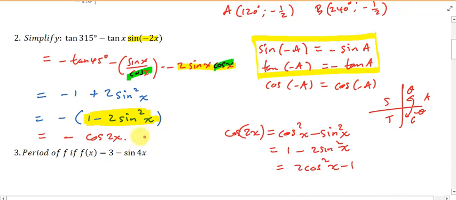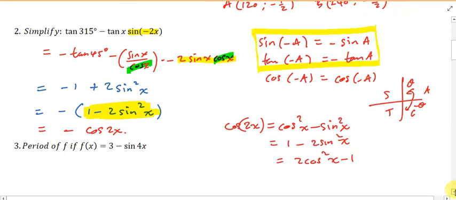Obviously guys, you will be given multiple choice questions, so you need to select whether it's A, B, C, D, right? So in this case the final answer is minus 2 cos x, minus cos 2x, so you need to go and select the correct option.